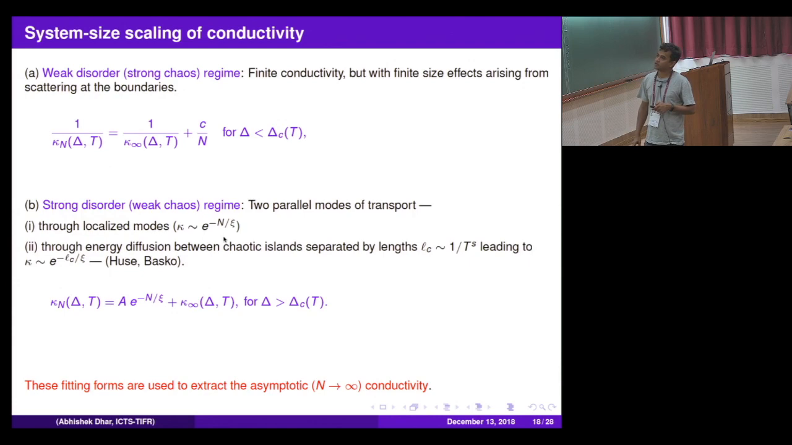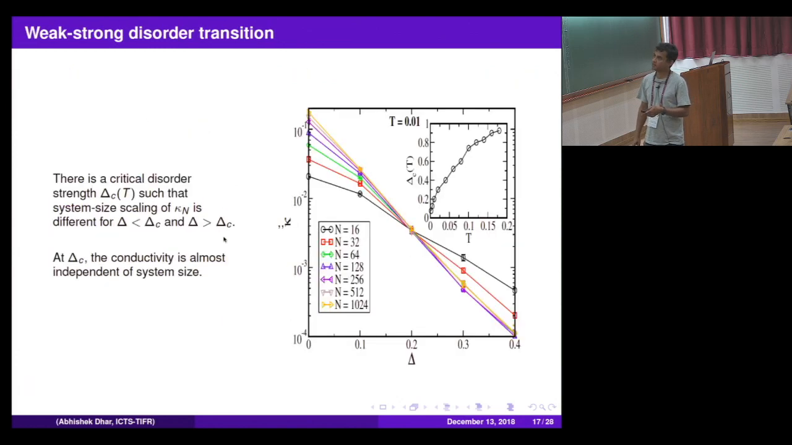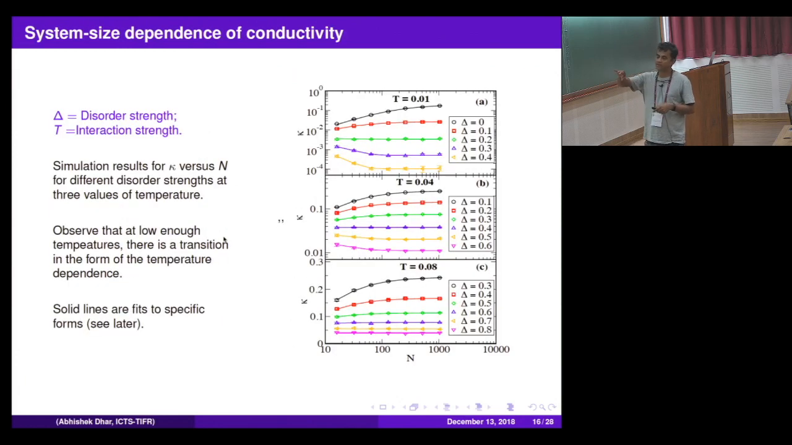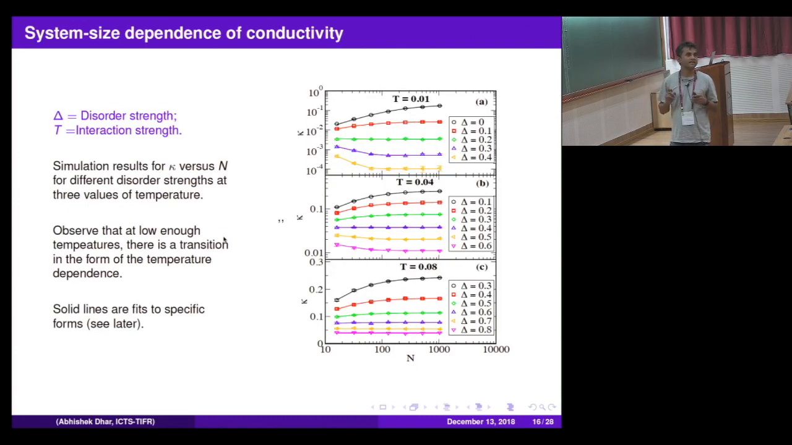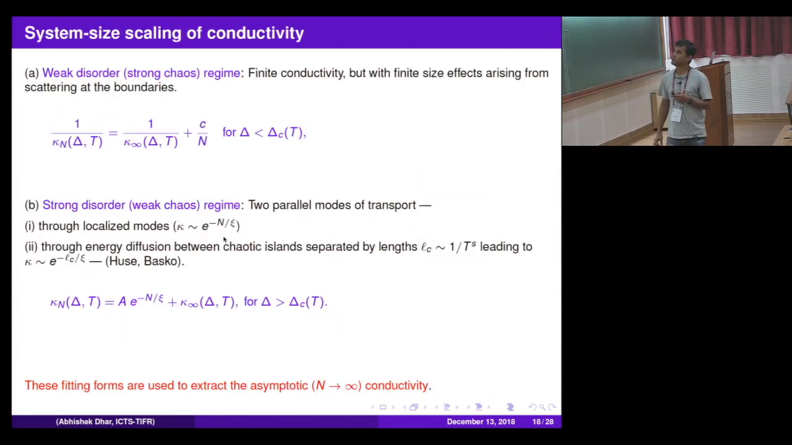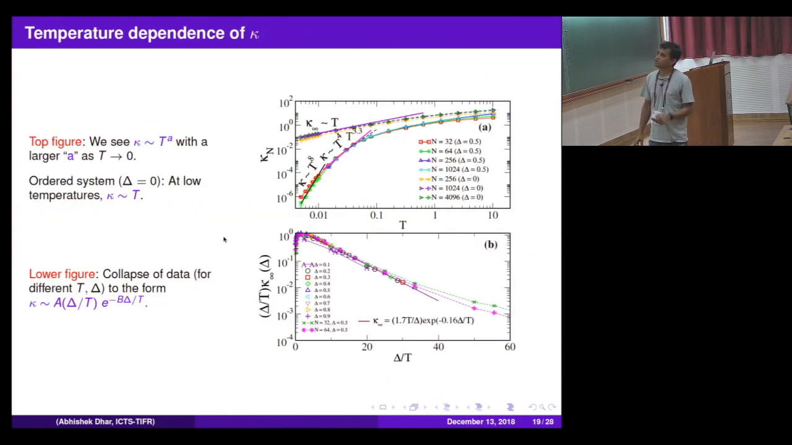Right. So now using these forms, we can fit the data that I showed you here, and we can extract the asymptotic kappa infinity. That's the infinite limit thermal conductivity, and then we want to understand how this infinite limit thermal conductivity depends on temperature. One interesting thing is just these finite size effects, and now we try to understand the form of the infinite limit thermal conductivity. So this is what kappa versus temperature looks like.